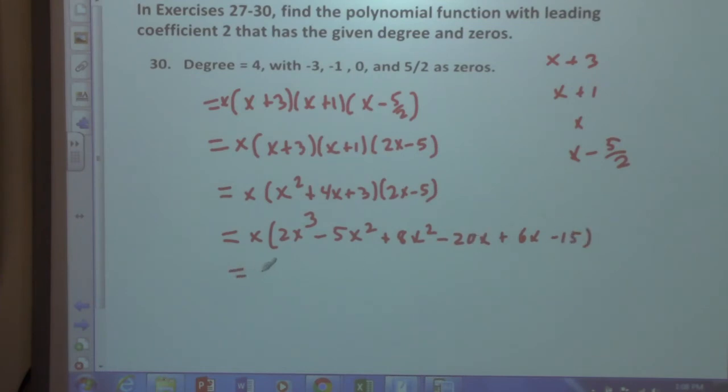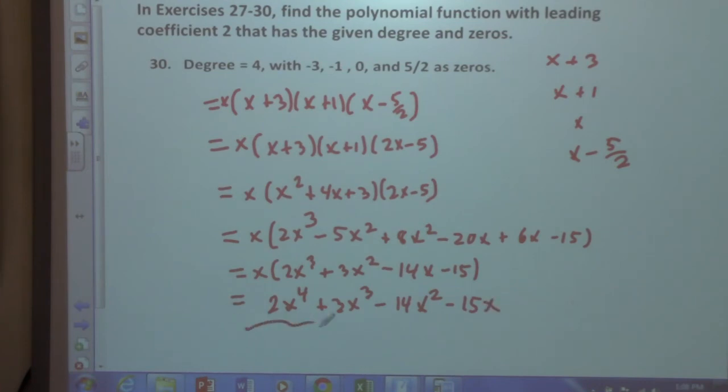And then combining like terms. So she has, what's it going to be, plus 3x squared? Is that right? And then we'll have minus 14x, and then minus 15, and then finally 2x to the fourth power plus 3x cubed minus 14x squared minus 15x. Does that look right? Mm-hmm. Okay, good. So, to me, I think this is really a little easier than problem 29, to be honest with you.